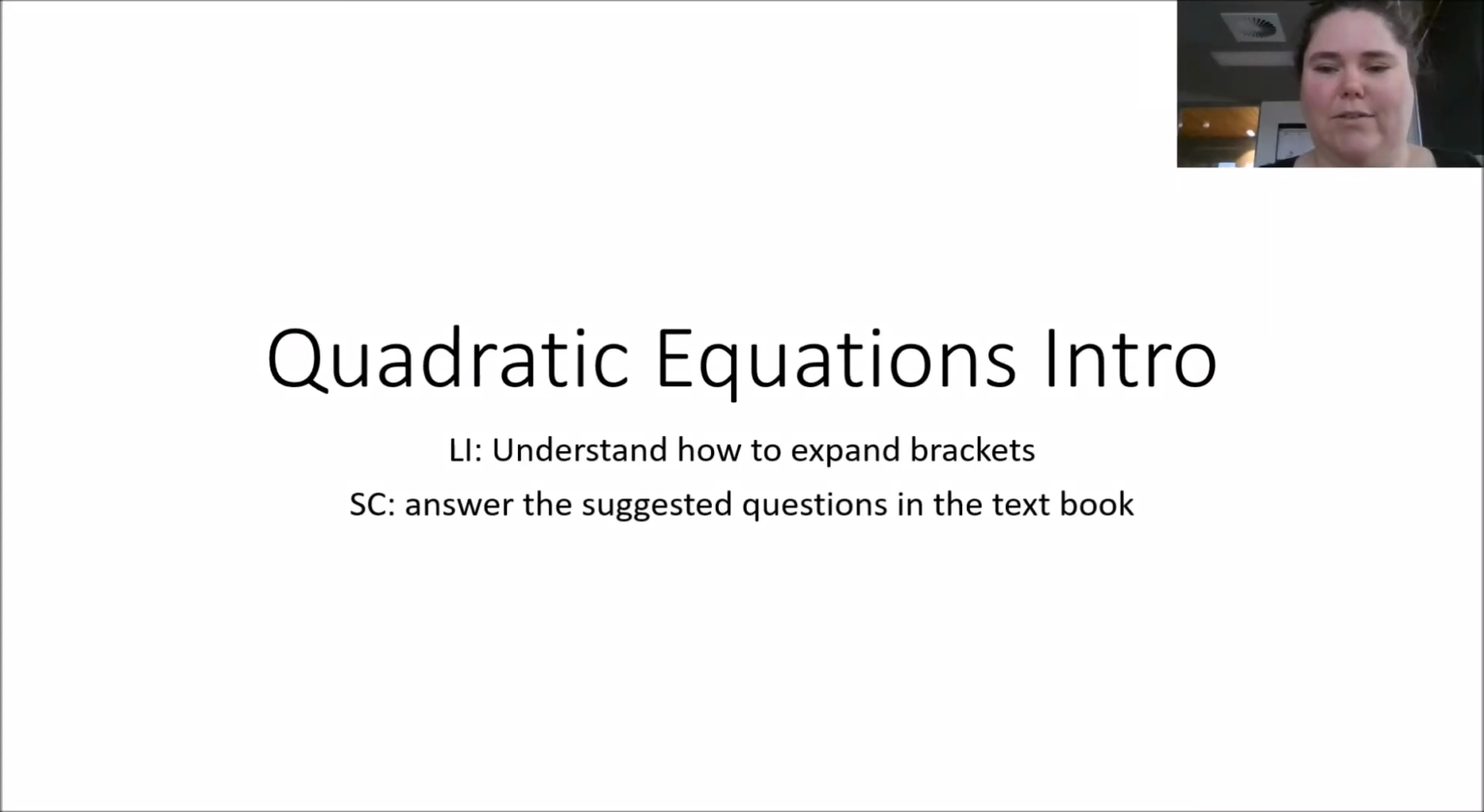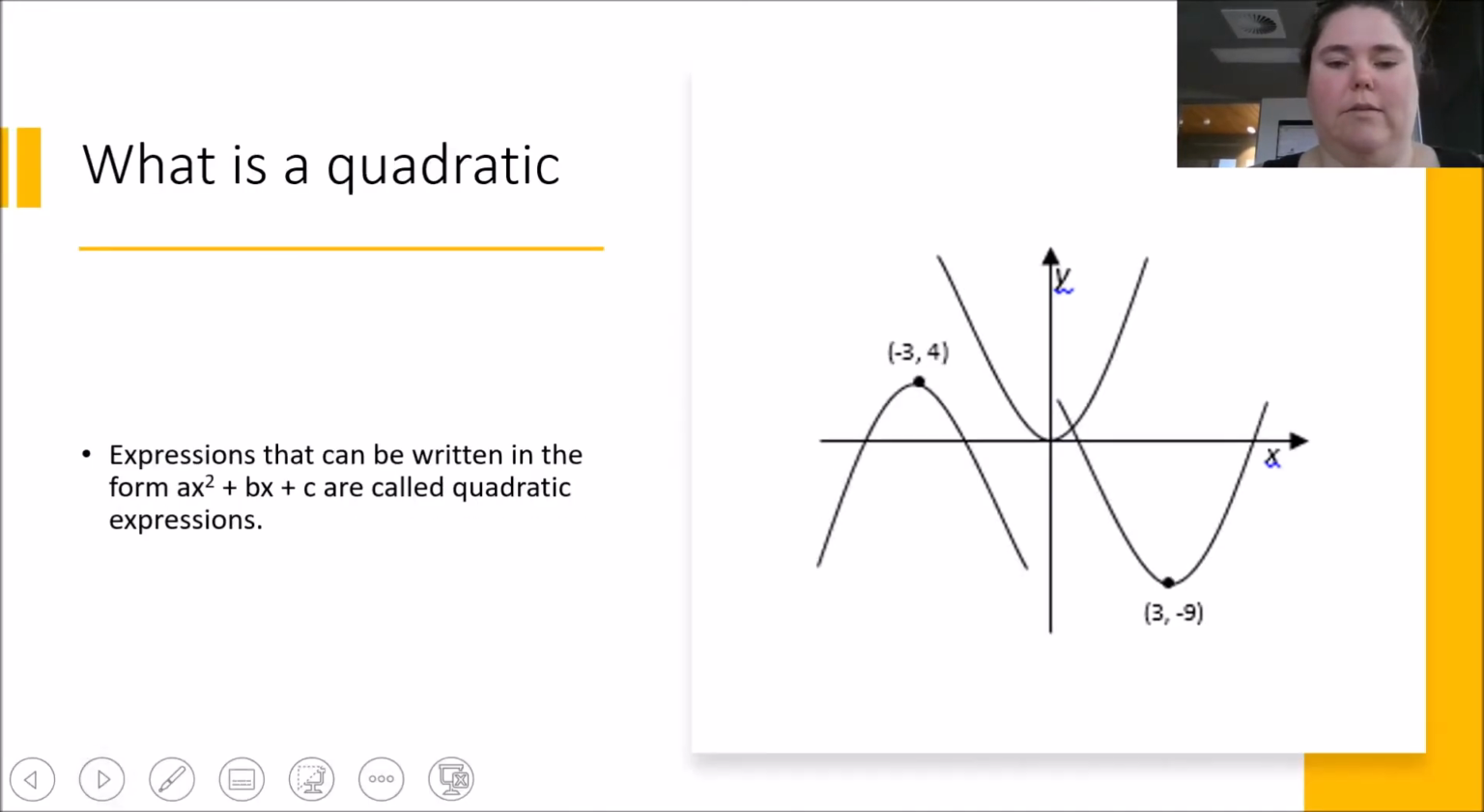Quadratic equations. So that's what we're working on today. First thing we want to look at is expanding brackets. So that is what a quadratic is. A quadratic is this little line with one bump in it. So we're only talking about one bump this time round, and this is our general equation.